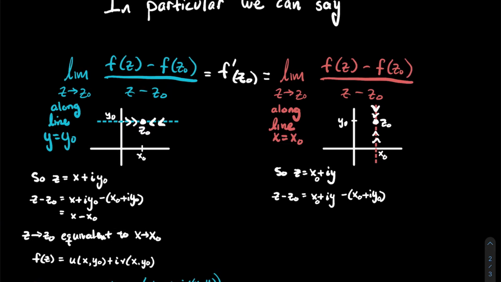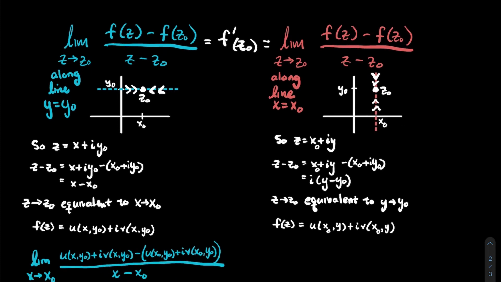And so same idea. Let's think about what z minus z0 looks like in terms of x's and y's. And if you track through that, now the real parts should cancel. And so you just get i times y minus y0. And so as z approaches z0, that's the same thing as saying that y approaches y0. This is what we just uncovered there.